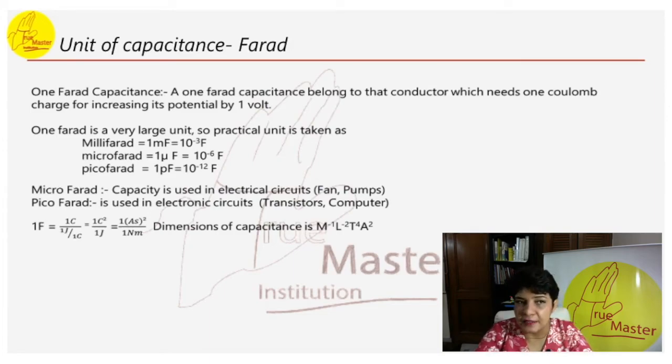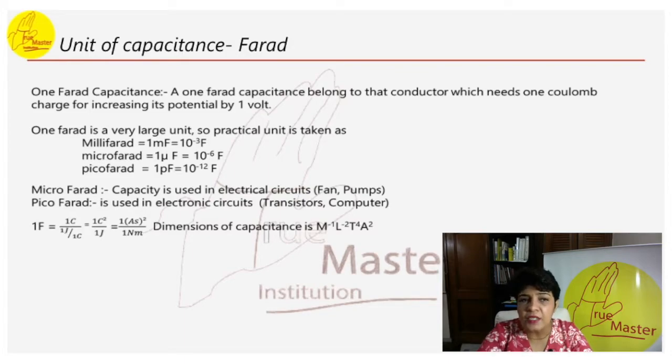Unit of capacitance is farad. The capacitance of a conductor is 1 farad if the addition of charge of 1 coulomb increases the potential by 1 volt. So this is a definition that you can note down. Sometimes what is 1 farad and what is the SI unit for capacitance can be asked. Now 1 farad is a very large unit.